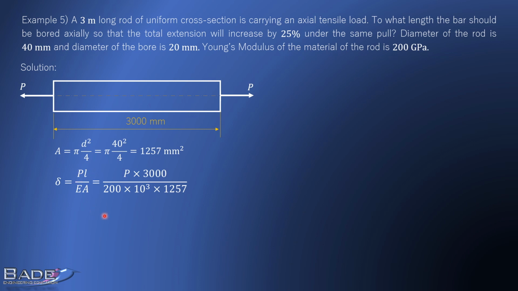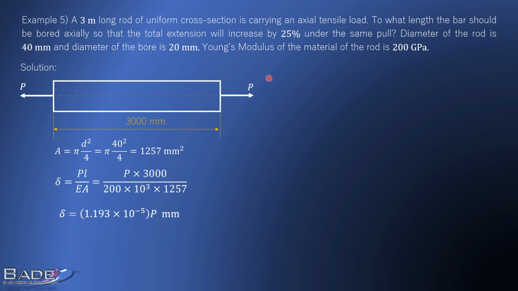Since we don't know P, elongation of the rod we'll write in terms of P. Let's assume this P is in Newton, so we need not multiply it by 10 raised to 3 now. And we got delta as 1.193 into 10 raised to minus 5 P. This is elongation of the rod under axial tensile load P.